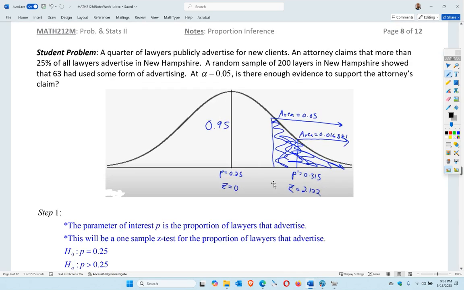You can reread them for yourself later on. So a quarter of lawyers publicly advertise for new clients, and an attorney claims that more than 25% of lawyers advertise in New Hampshire. Okay. So basically, a quarter of lawyers publicly advertise is the default belief, right? So it's a quarter equals, right? But you believe in New Hampshire it's more than that, so it's not normal, basically.